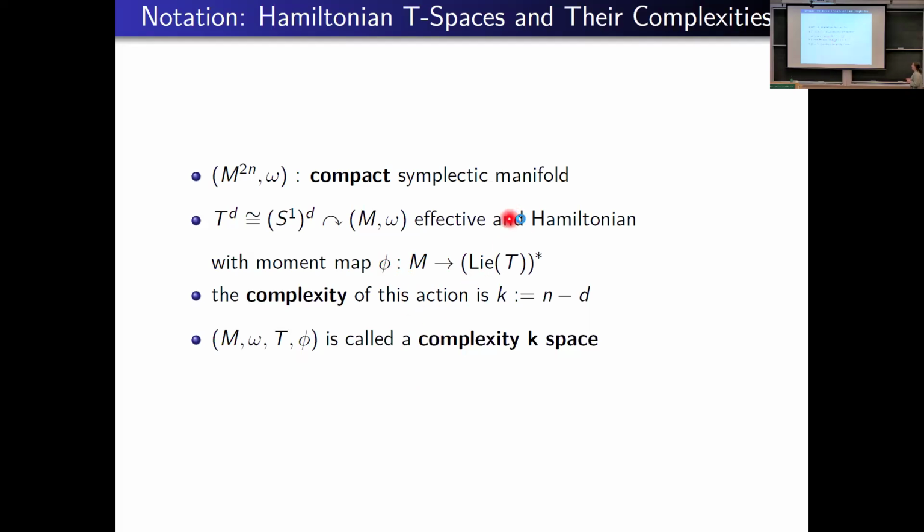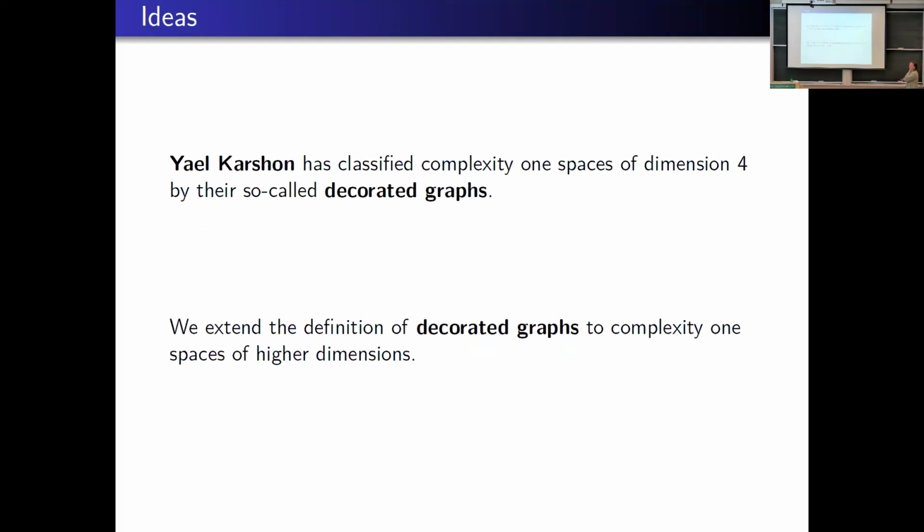The complexity of the action is the integer k, equal to half the dimension of M minus the dimension of T, and we call such a quadruple a complexity k space. Whenever I'm not referring to the complexity, I will say a Hamiltonian T-space. So this is the notation. And ideas. Karshon has classified complexity 1 spaces by their so-called decorated graphs, and we would like to extend the definition of decorated graphs to complexity 1 spaces of higher dimension.